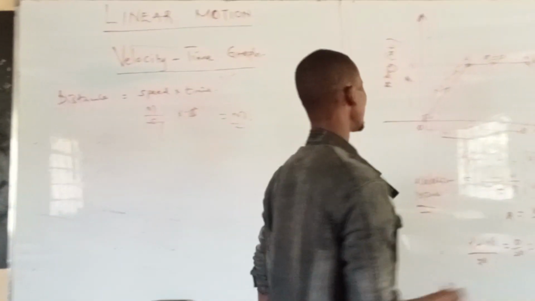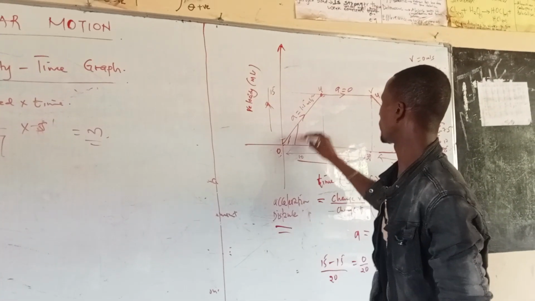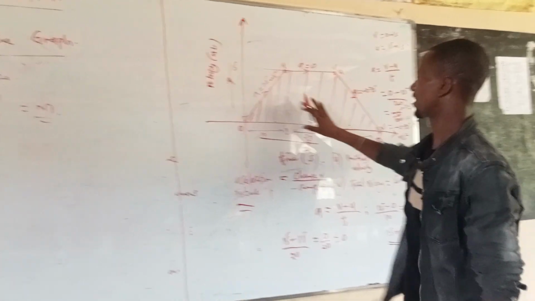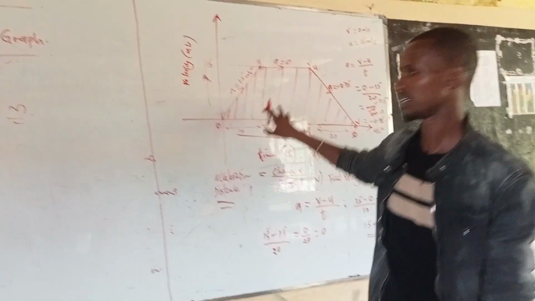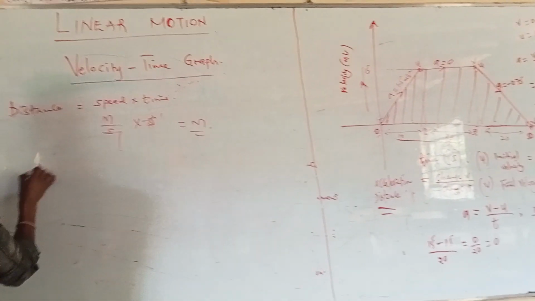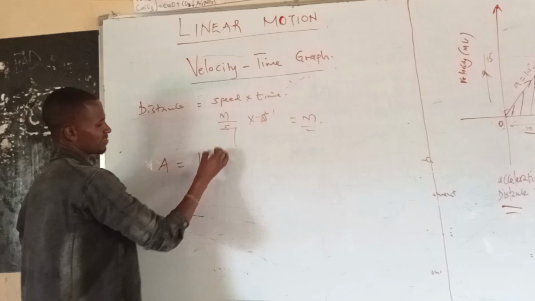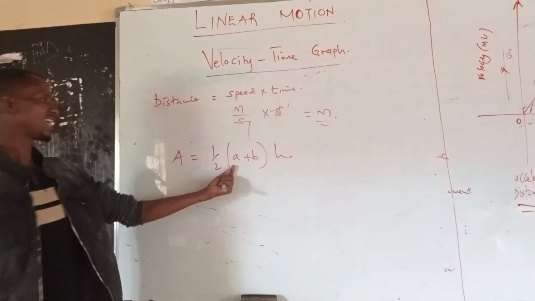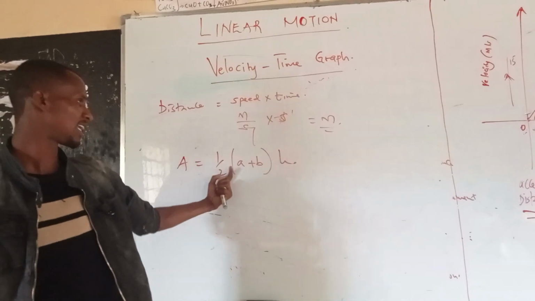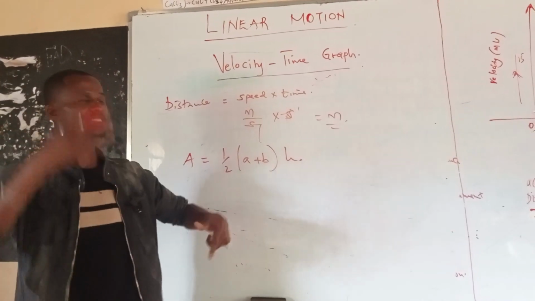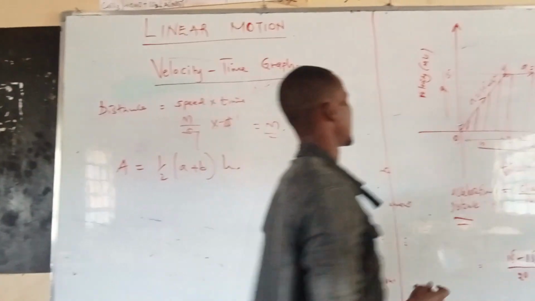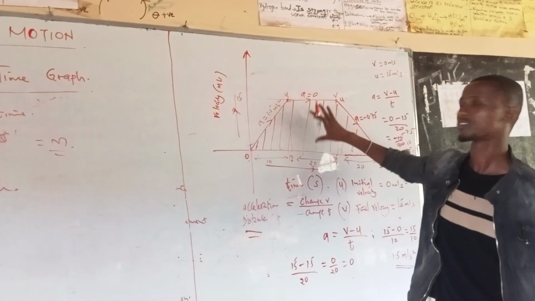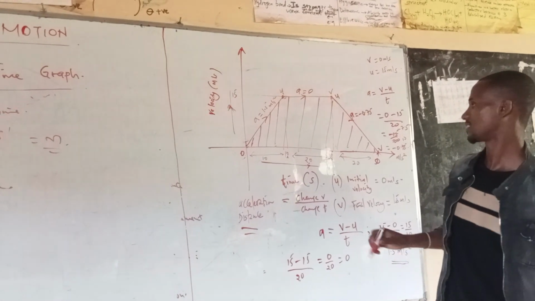When you find the area under this graph, this is a trapezium. We know that the area of a trapezium is given by a half times (a plus b) multiplied by the height, where a and b are the pair of parallel sides, and the height is the perpendicular height from the two parallel sides.